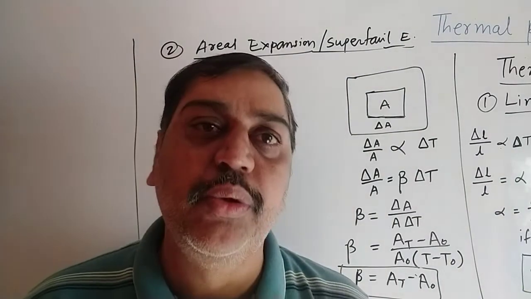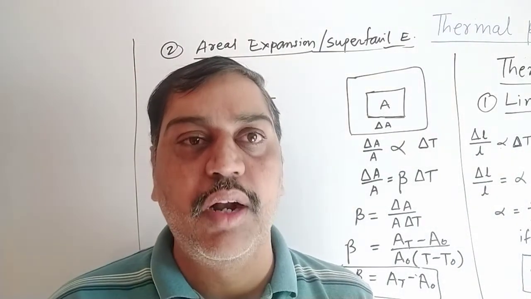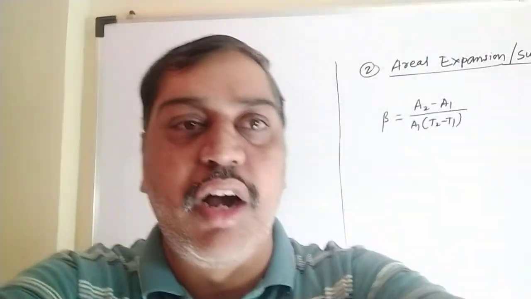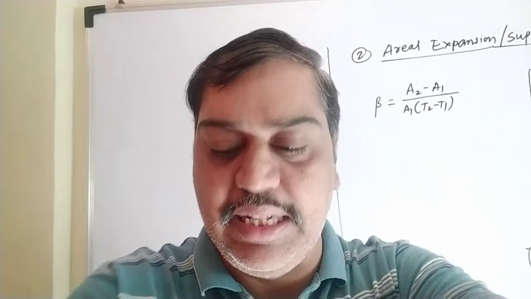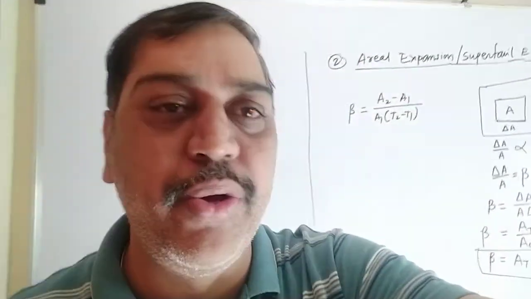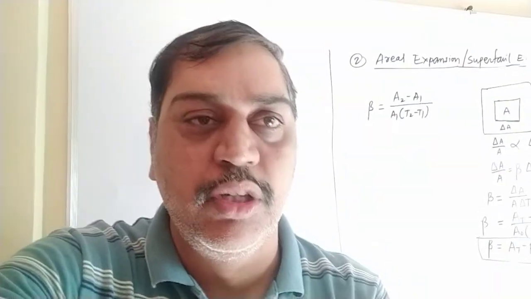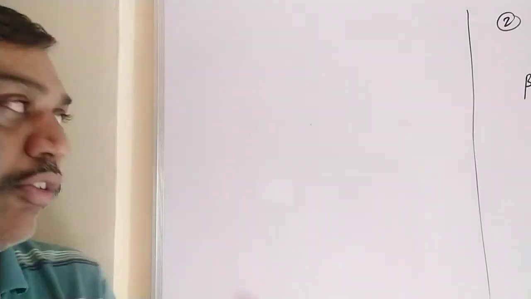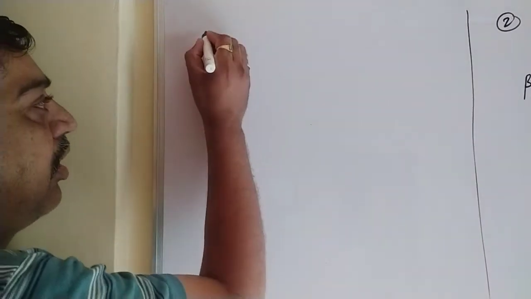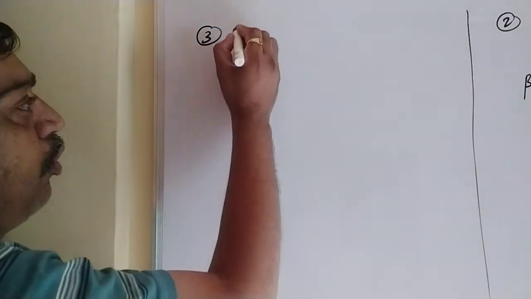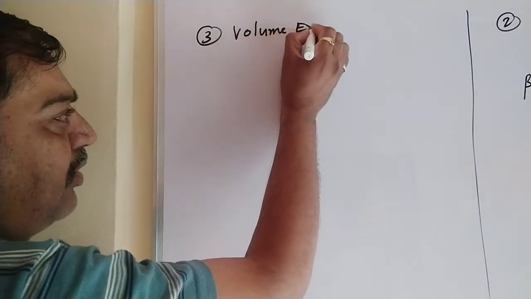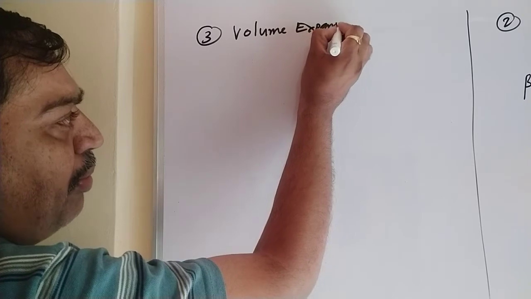I hope that you got this linear expansion, you got this areal expansion. Once you got these two types of expansion, the third one is very easy to understand. I think it is not essential to tell you; you can do it at home also. Still we revise it. The third type of expansion is said to be volume expansion, and that is the third type of expansion of a material.